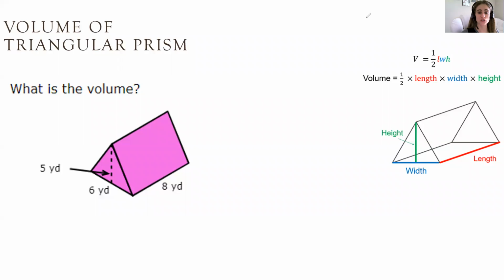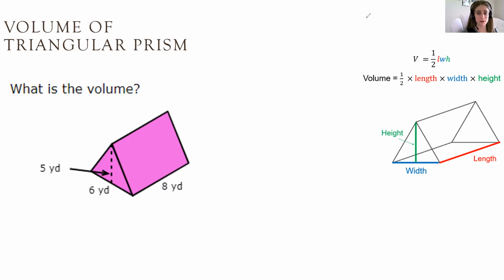All right, now we have a triangular prism. Our formula for a triangular prism is 1/2 times length times width times height. Sometimes you will also see this written as base times height. That base is representing your length and your width together. So you may see this formula 2 different ways. But the nice thing to remember is it is very, very similar. The only difference is we have to multiply by a half. But don't let that fraction scare you because a half is my favorite fraction. I think it's the easiest one to deal with.